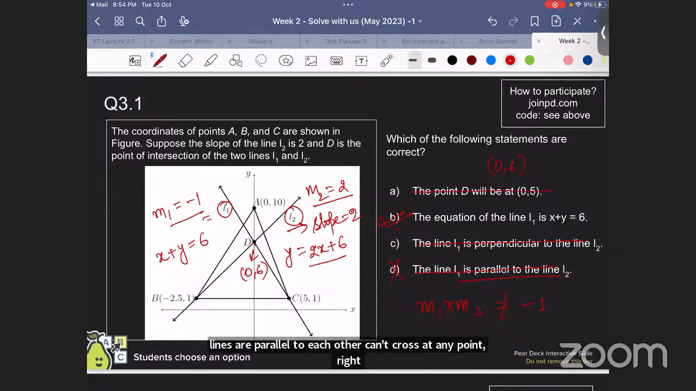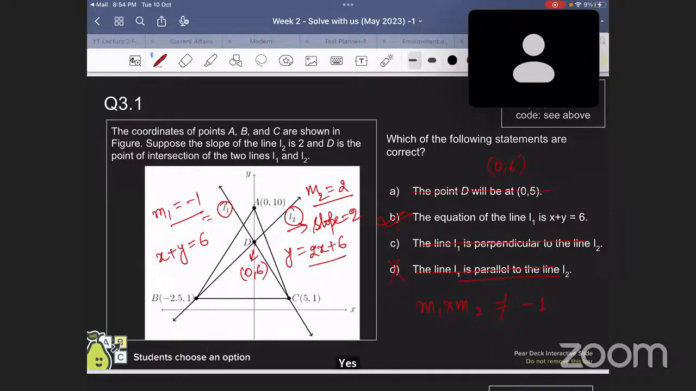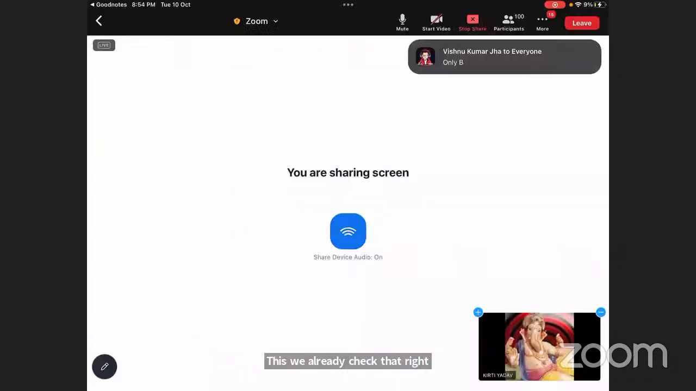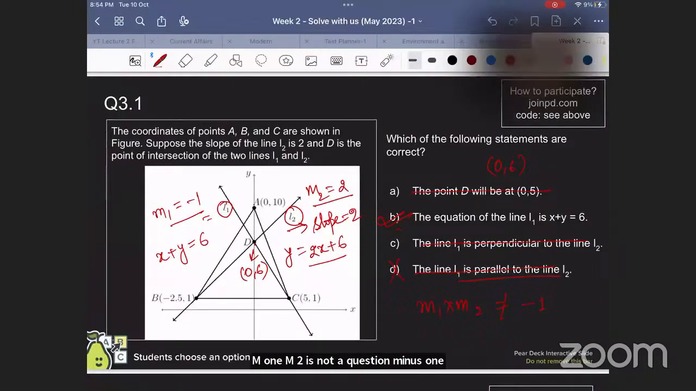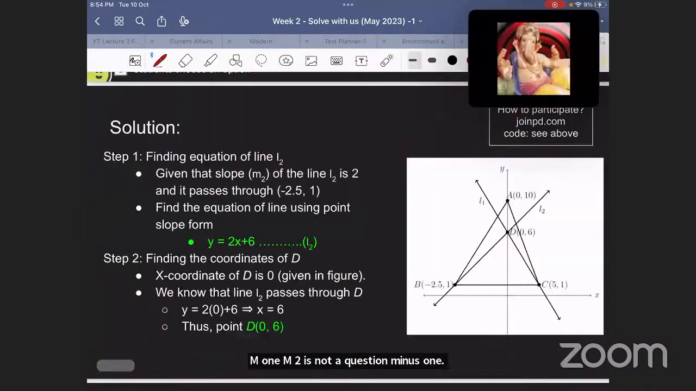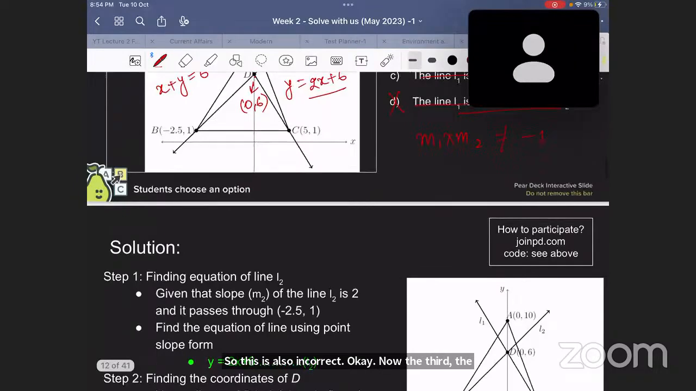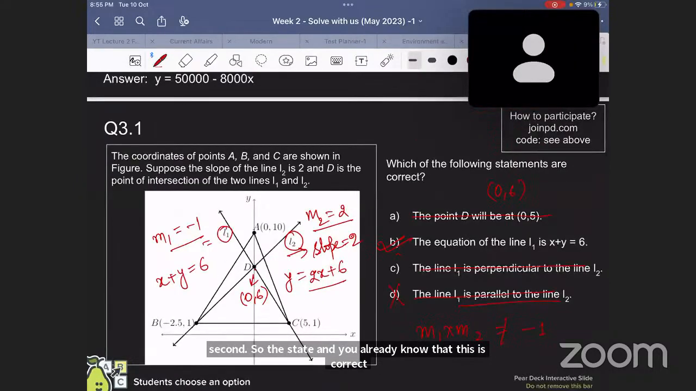Is it fine? How many of you have got the correct answer for this? Can you raise your hand? Okay. Let's move to the next problem. Can we move to the next problem? If you have any doubt, you can just ask me.